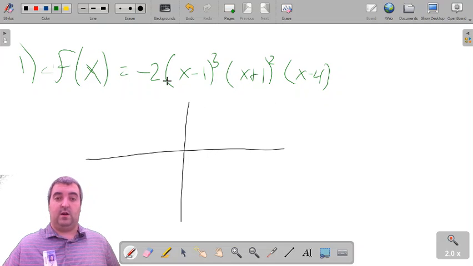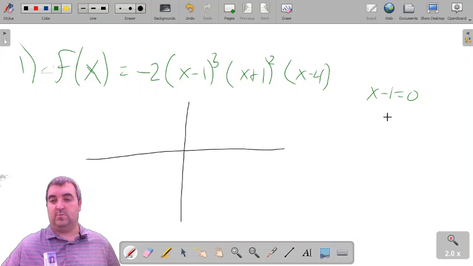For this, it is factored for us, so we can hopefully easily find the x-intercepts by setting our factors equal to 0. So x minus 1 equals 0, you get x equals 1. X plus 1 equals 0, you get x equals negative 1. And the last, x minus 4 equals 0, we get x equals 4.